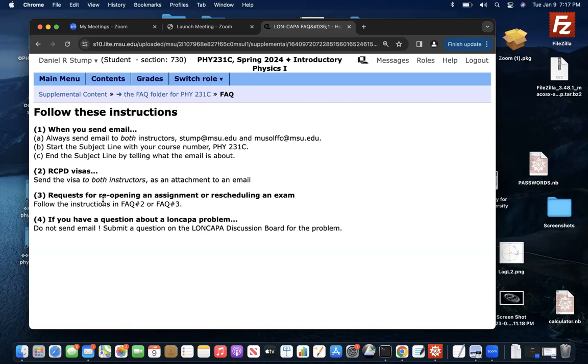How about requests for reopening an assignment? Well, that's FAQ number 2. If you have a question about a homework problem, don't send email. Submit the question on the discussion board. So I should show you how to do that as well.